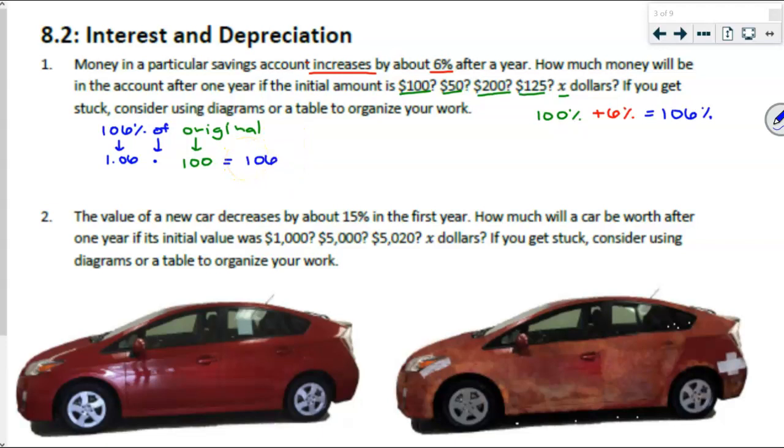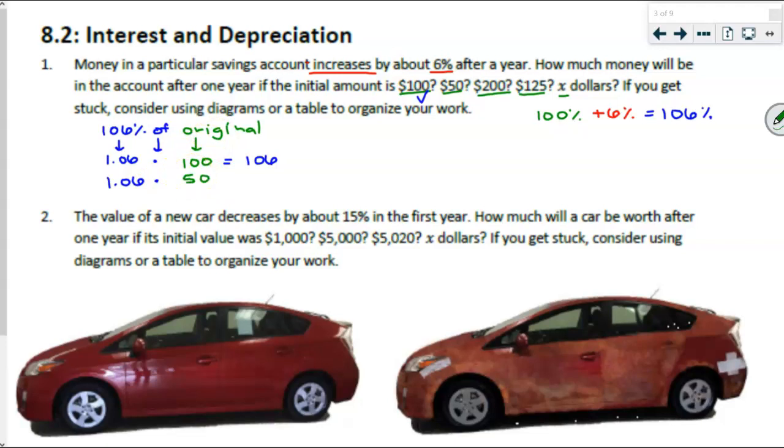106. Okay, that takes care of this one. We did $100. What if instead of $100, what if it's $50? What change do I need to make? Do I need to change this 1.06? No, that's staying the same, right? The only thing that's changing is instead of $100, I only have $50.